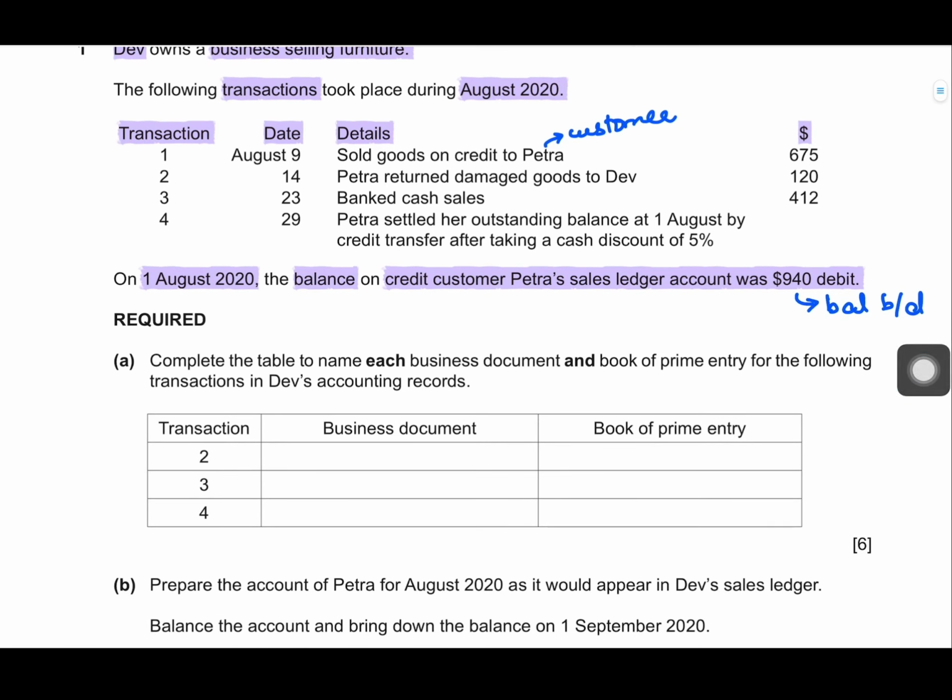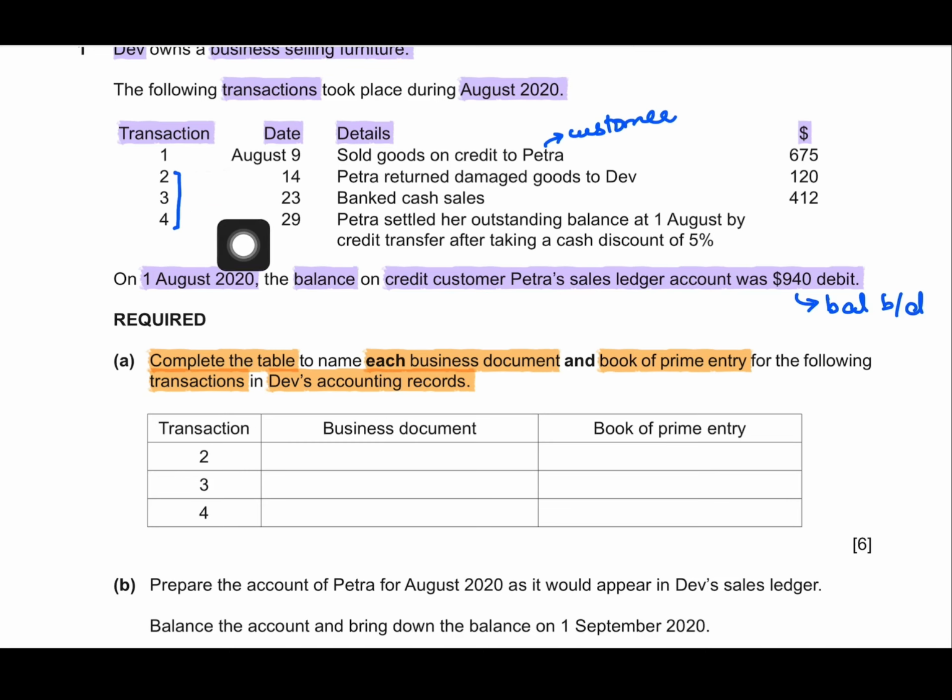Now let's read the first requirement. Part A says, complete the table to name each business document and the book of prime entry for the following transactions in Dave's accounting records. Right. So we have to tell what business document Dave will be issuing to record each of these transactions and in which book of original entry as well. But not for all 4 transactions, no. Rather only for transaction number 2, 3 and 4. So please don't make the mistake of starting from transaction number 1 and missing out transaction number 4. No, you have to start from transaction number 2, 3 and then 4.